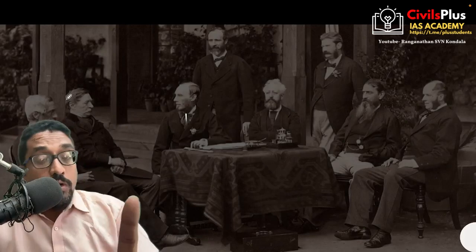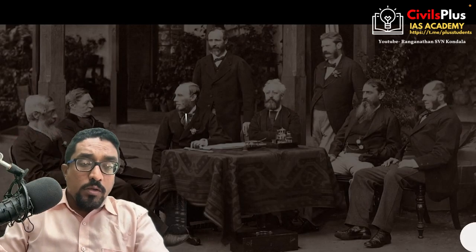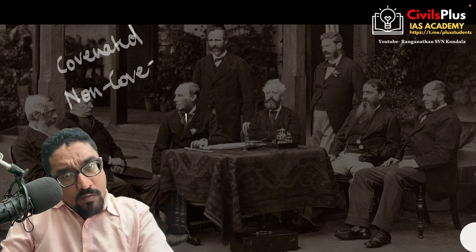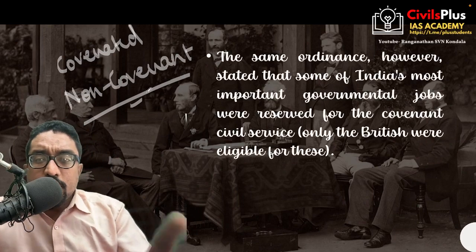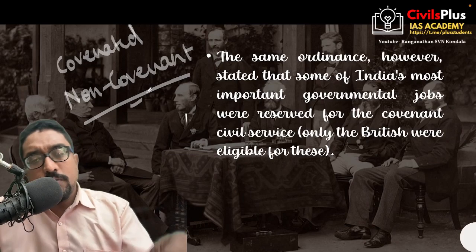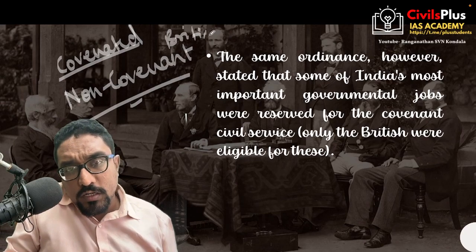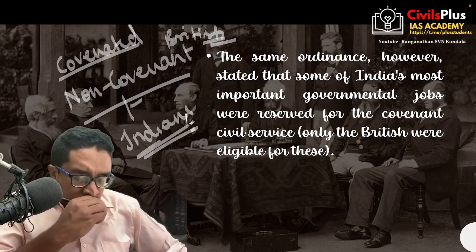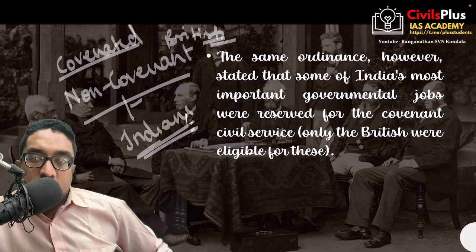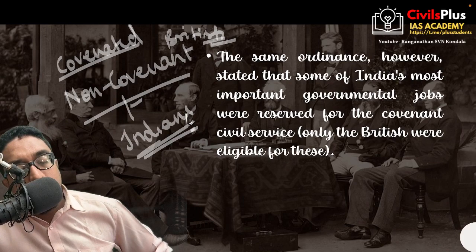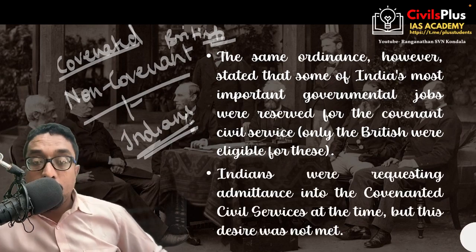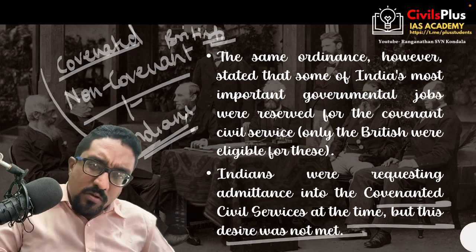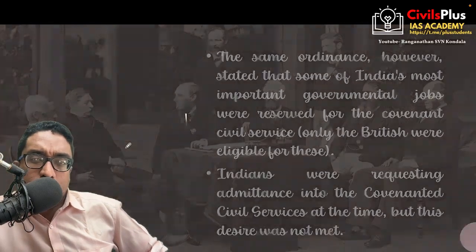However, remember, there were two types of civil service: covenanted and non-covenanted. The covenanted upper civil service was entirely British, whereas the non-covenanted was open to Indians. So there wasn't blanket equality yet. Some ordinance power was given, stating that Indians could not be part of the most important government jobs, which were reserved for the covenanted civil service. Indians were requesting entry into the covenanted civil service, which was denied, and only later, in later viceroys' periods, did India get this successfully done.